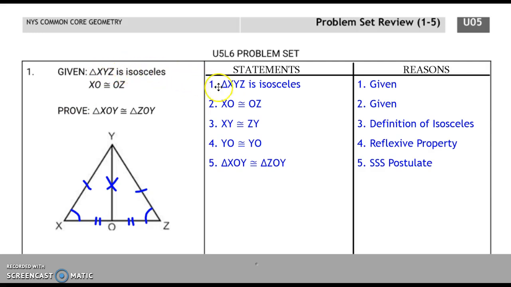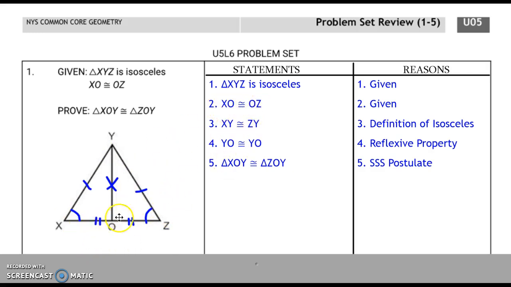It tells us that XYZ is isosceles, so we're able to get that XO and OZ are congruent, these two sides. We also know that the two angles down here are congruent as well. We just didn't use that in the proof, but isosceles means two base angles, so angle Z and angle X are congruent, and it also means that the two legs, XY and YZ, are congruent.